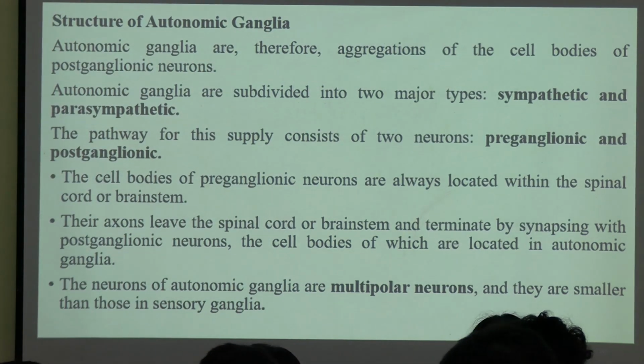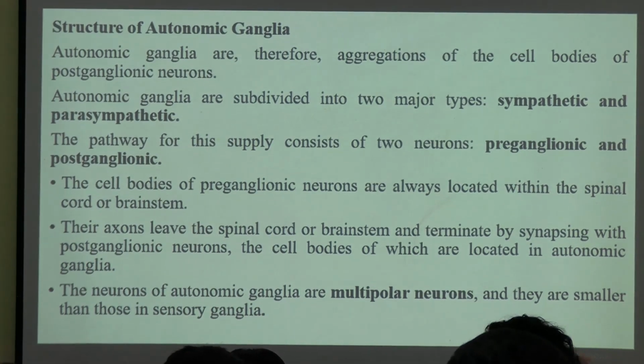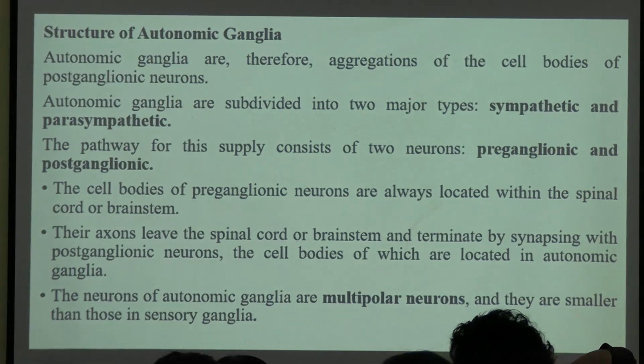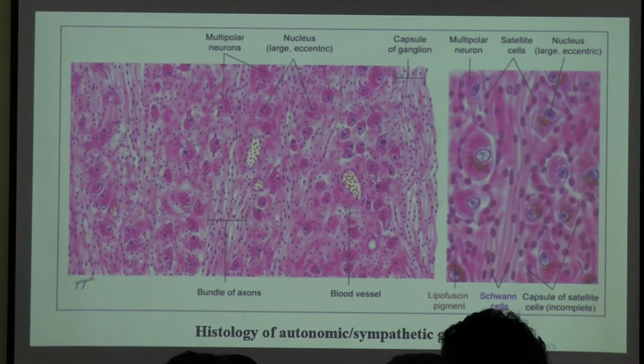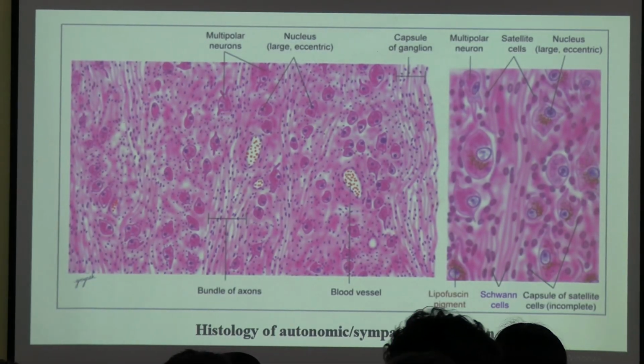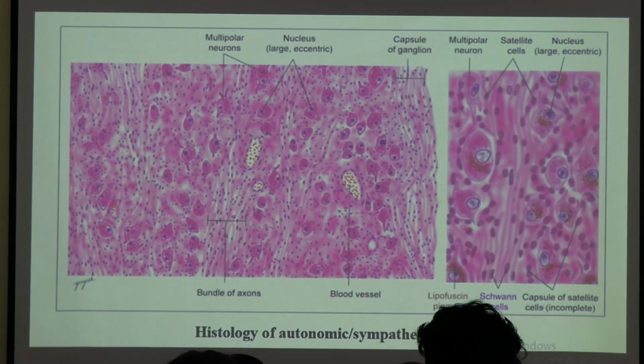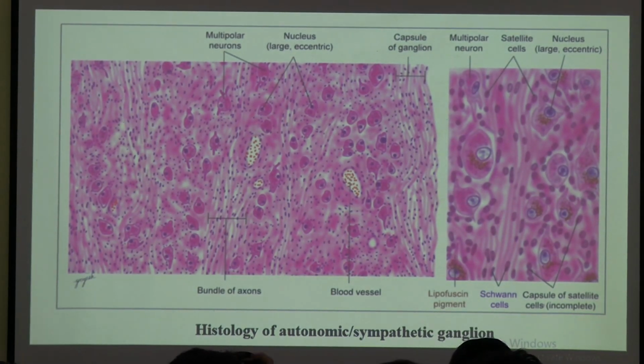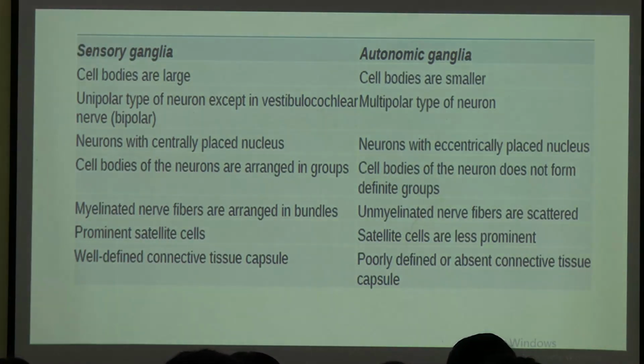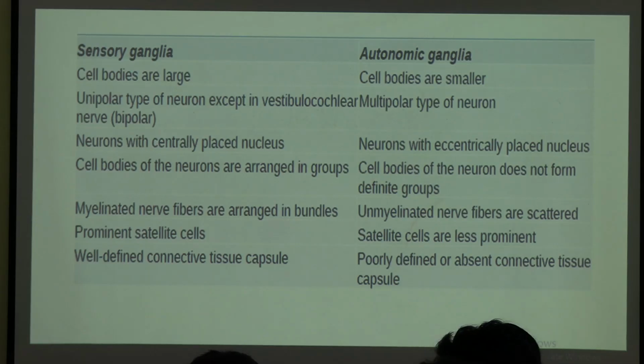Next, autonomic ganglia also. Here you can draw both the diagrams, because here also things are visible, there also things are visible. And lastly, you have to write this chart showing the differences between sensory and autonomic ganglia. So that is all about the nervous tissue.